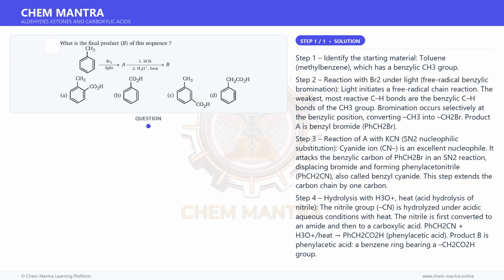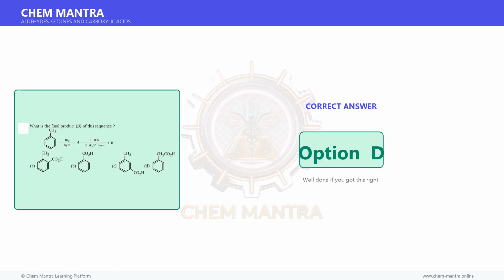Options A, B, and C involve a carboxylic acid directly attached to the ring, CO2H, which would require either electrophilic aromatic substitution or oxidation of a methyl group directly attached to the ring. The KCN, H3O+ sequence on a benzylic halide gives a one-carbon extended carboxylic acid, ArCH2CO2H, not a direct ring carboxylic acid. Therefore, the correct answer is option D.